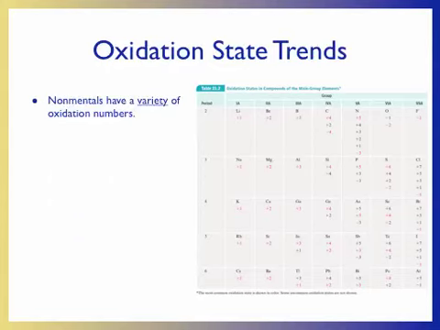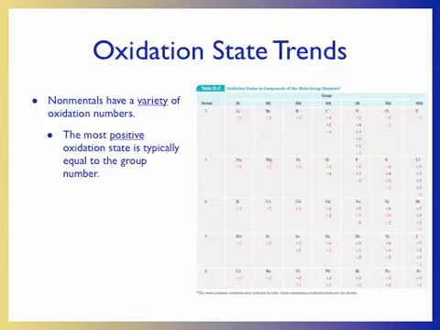The nonmetals, on the other hand, have a variety of oxidation numbers. The most positive oxidation state of a main group nonmetal is typically equal to its group number. For example, many of the group 5A nonmetals have a maximum oxidation state of +5. This makes sense since these elements have 5 valence electrons in their free state.